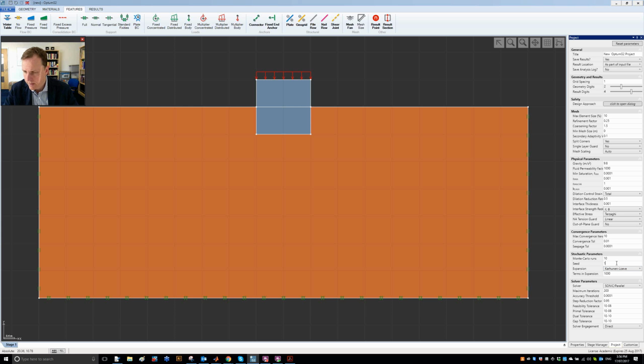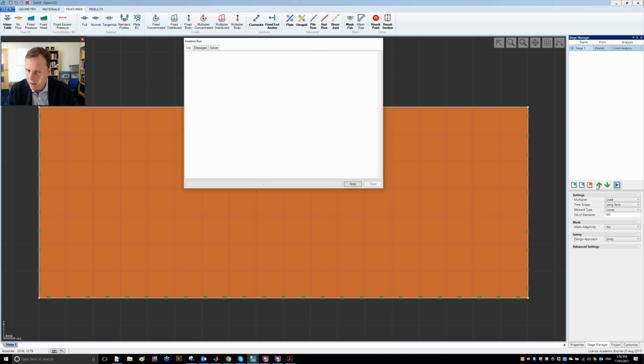Then there is a seed. That's explained in more detail in the manual, but it's not so important. We can leave that at 1. The expansion, that's the KL. We don't really have any other choice, so leave it at that. And terms in the expansion, usually 1,000 for these types of correlation lengths that we're dealing with here is sufficient.